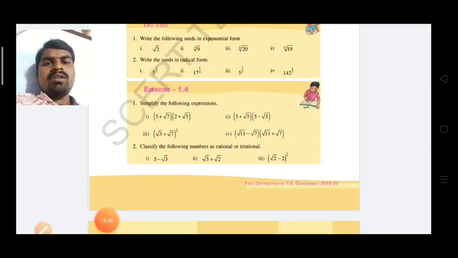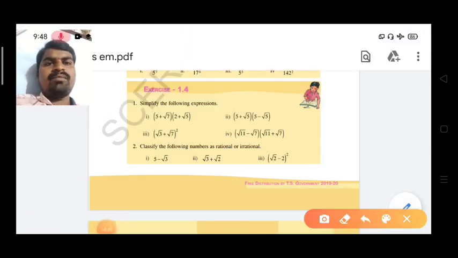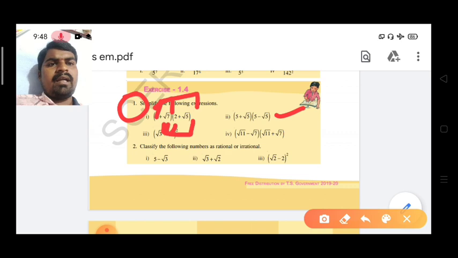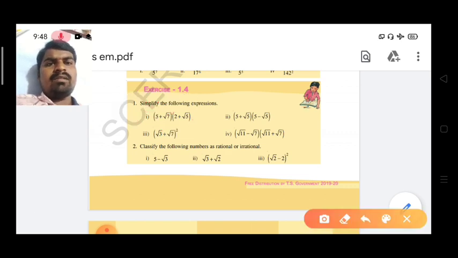So today you have to complete exercise 1.4 first bit. I already explained some problems. First of all, if the formula is not there, directly multiply. The first problem has no formula: 5 into 2, 5 into root 5, root 7 into 2, root 7 into root 5, like that. And the second one is a formula, and the third one also a formula, and the fourth one also a formula. You have to complete exercise 1.4 first bit only today, the 1.3 exercise and also the 1.4 first bit.